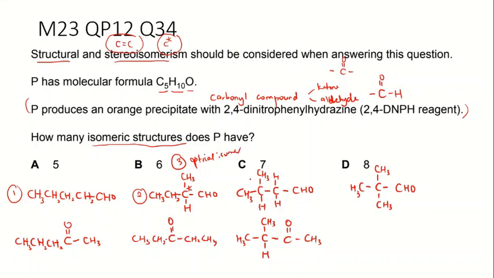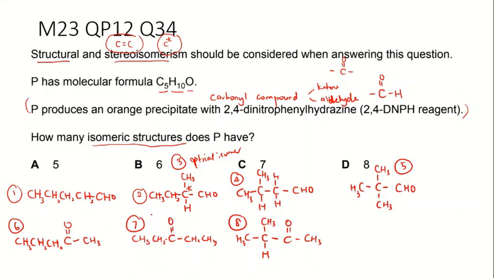Then let's look at isomer number 4. Is there any chiral carbon? This carbon is bonded to H, but to the same methyl groups, CH3, so not a chiral center. This carbon is bonded to hydrogen, not a chiral center. There's no optical isomer. Isomer number 5: this C is bonded to 3 methyl groups, so it has only 3 different groups of atoms attached. No chiral center. Number 6, no chiral center. Number 7, no chiral center. And number 8, no chiral center.